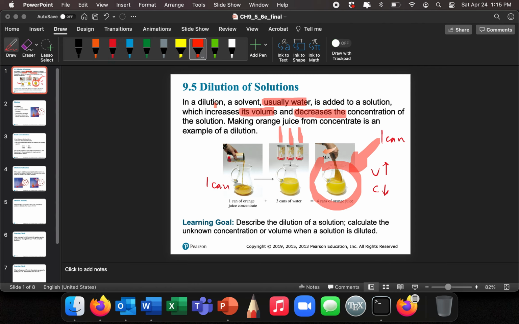All right, so our learning goal for this section is to describe the dilution of a solution, which we've sort of just done. We're going to do it again. And we're going to calculate the unknown concentration or volume when a solution is diluted.